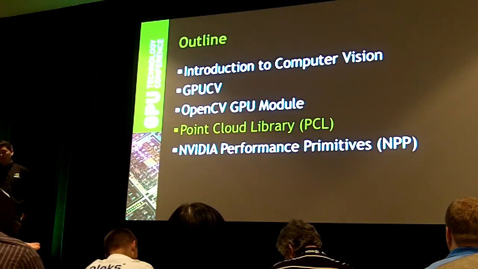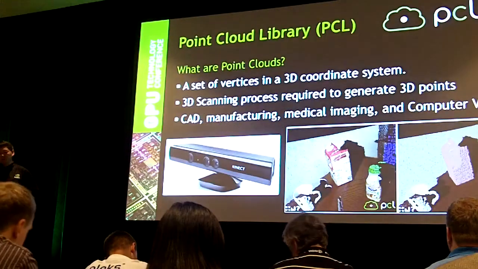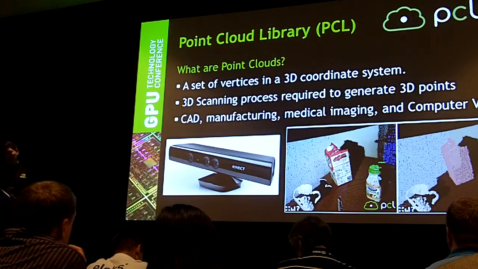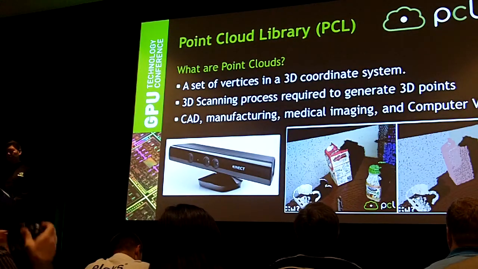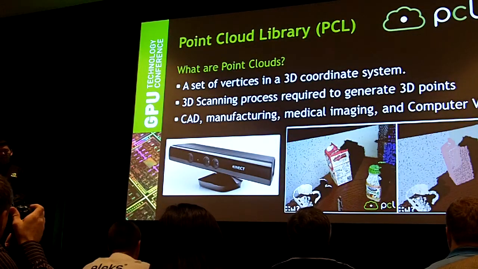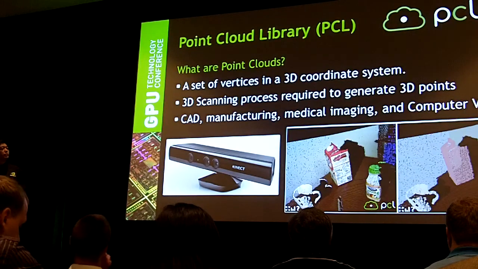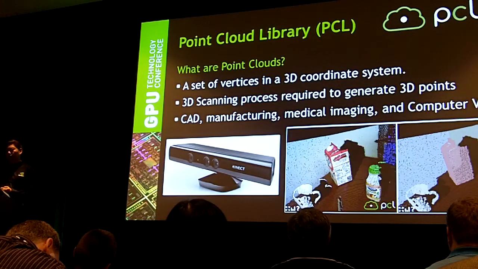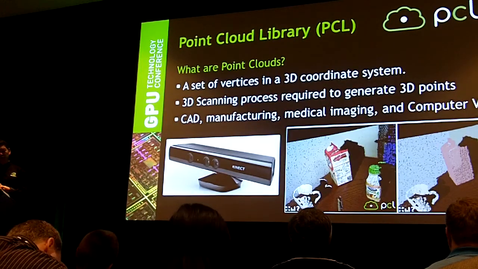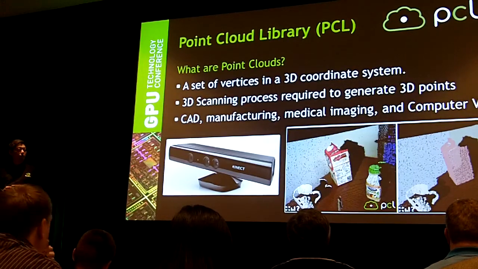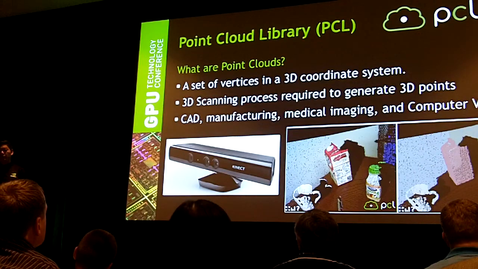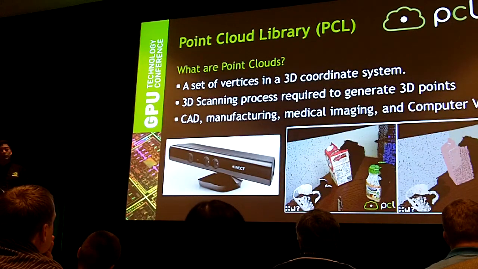So next I'll be covering another open source project that is called Point Cloud Library, also known as PCL. 3D point clouds are basically a set of vertices in a 3D coordinate system. Typically, you generate these points through a 3D scanning process. It's used in a variety of applications like CAD, manufacturing, medical imaging, computer vision, and now with the Microsoft Kinect camera, we see it used in games.